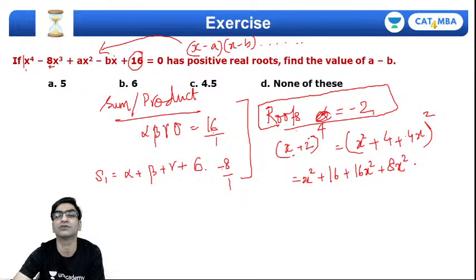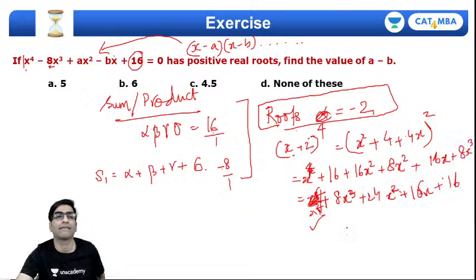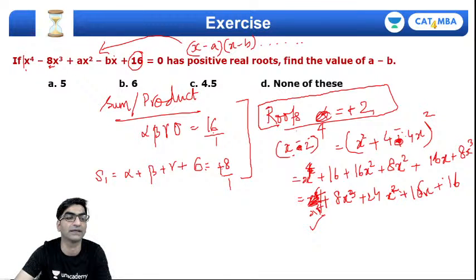So now all I need to do is compare. X power 4, yes, there is that term. 8x cube, well, it's supposed to be minus. Oh, sorry, here's the silly mistake. Product of roots is also 8. Both are positive, so the root will actually be plus 2, which means the factor will be x minus 2. So x square plus 4 minus 4x, whole squared, gives x power 4 plus 16 plus 16x square plus 8x square minus 16x minus 8x cube.